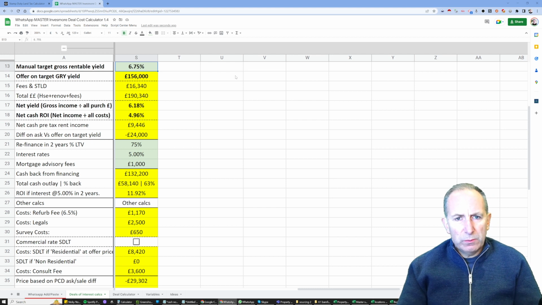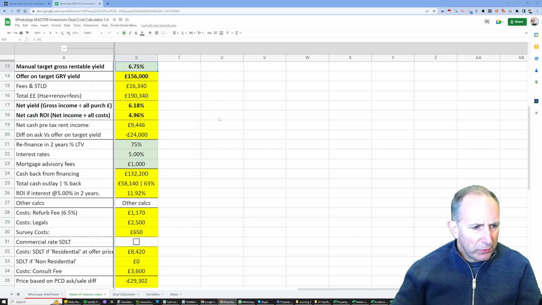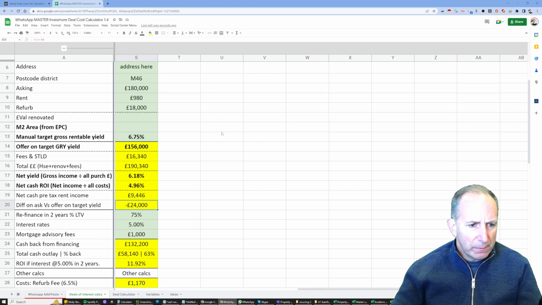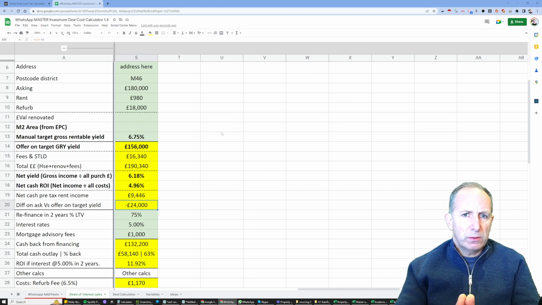And that's what we do. We use that as our anchor metric. So anyway, this is what sort of cash you'd get out of it. And then we're saying that this property, based on our yield target, is overpriced by £24,000 because it's going to cost us £18,000 to renovate it.